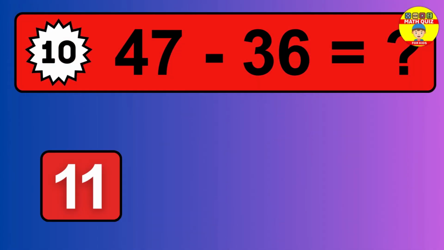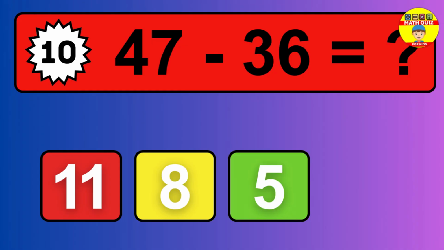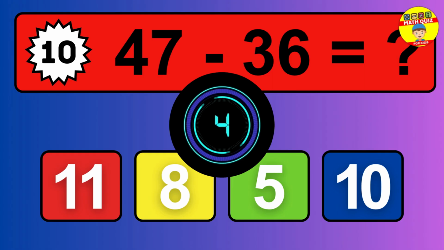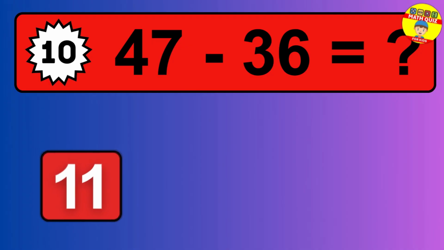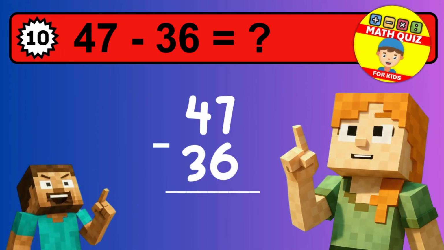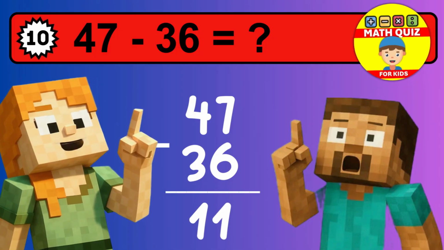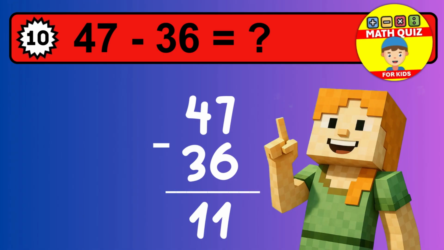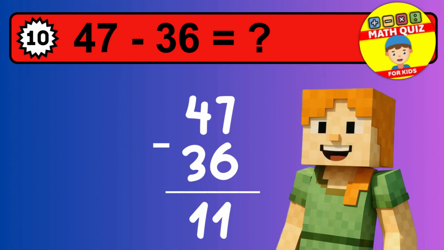What is 47 minus 36? Time to think. Let's solve this step by step. We start with the units. 7 minus 6 is 1. Then we go to the tens. 4 minus 3 is 1. The final answer is 11.